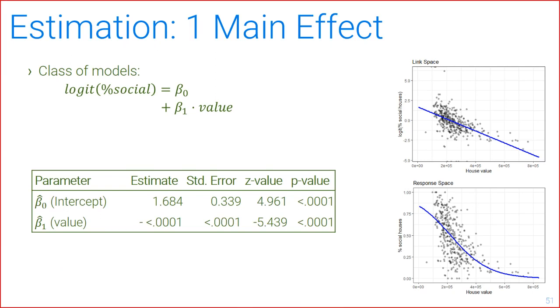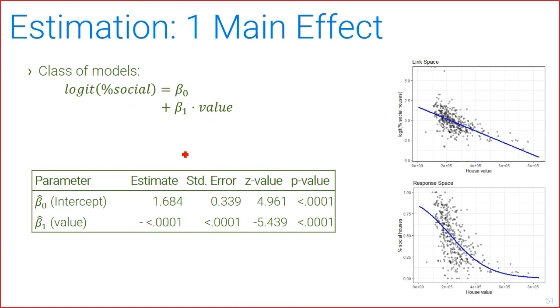So let me see what happens if we get this data and we just want to fit the model with the main effect of the house value. What we saw is that the class of models would be something like this: the logit of the fraction of social houses, that's the response, has an intercept and a slope for the value.